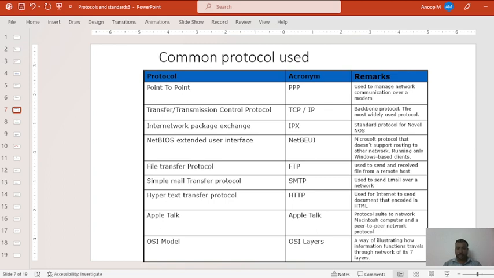Point to point protocol is used to manage network communication over a modem, so the data will be traveling from the modem to the system. Transmission control protocol is considered the backbone protocol, which is a widely used, connection oriented protocol.